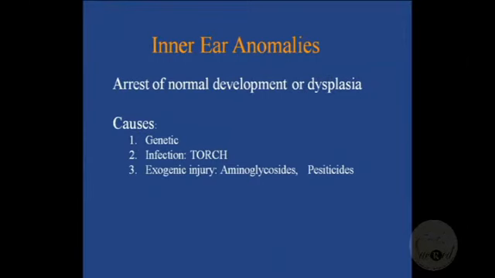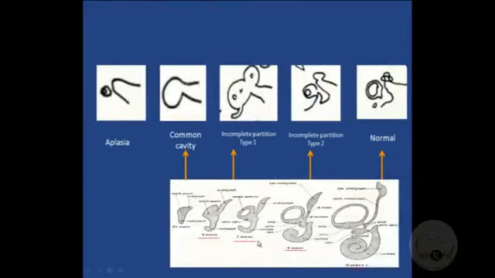So I want to explain this slide a little bit. The top row are images of abnormalities. You have various anomalies. I'm sure you've read about it, but let me explain a little bit. You have the normal here and most severe form on the left-hand side of the screen. Aplasia, common cavity anomaly, incomplete partition type 1, type 2. I'll talk about all this later, but these are all different types of dysplasias.